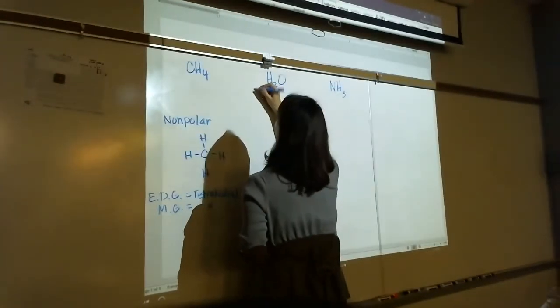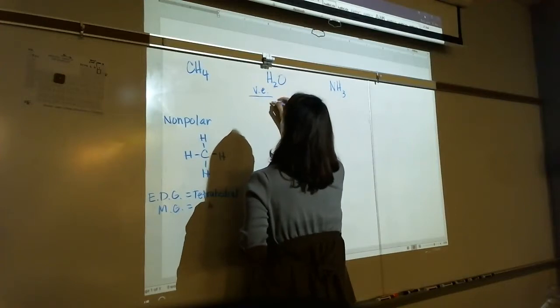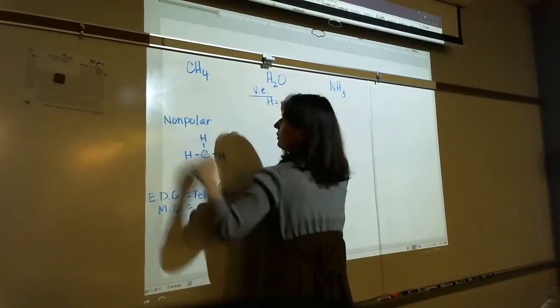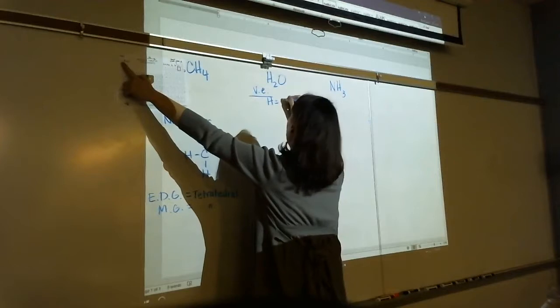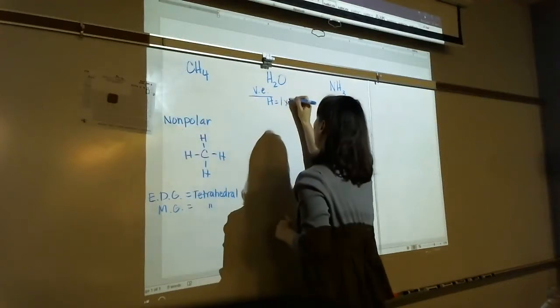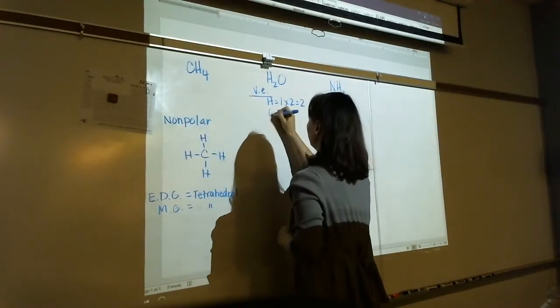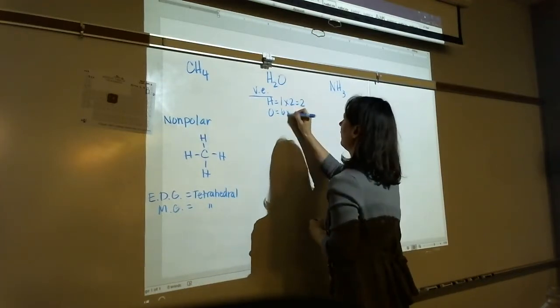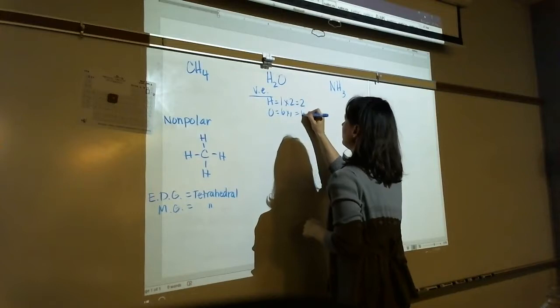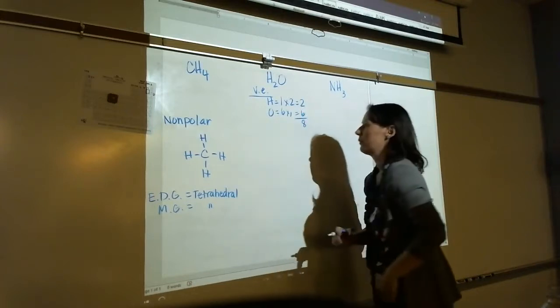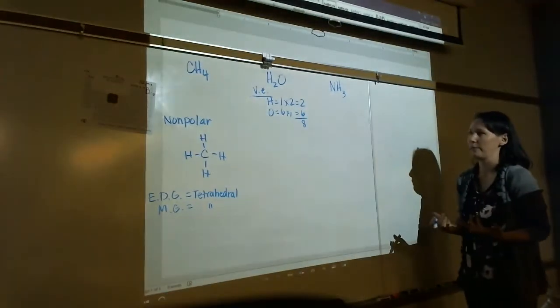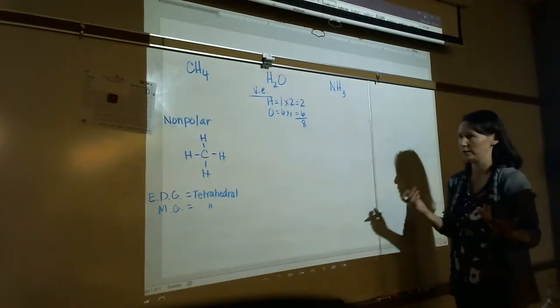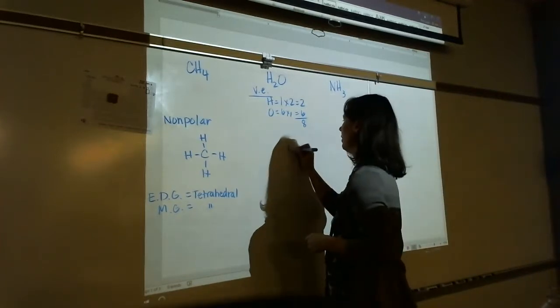We have to calculate the number of valence electrons. Hydrogen still has 1, and there are 2 hydrogens in the molecule, so that gives me 2. Oxygen has how many? 6. And there's 1, so that gives me 6, for a grand total of 8. Okay, who goes in the middle? Again, it can't be hydrogen. That's nonsense, right? So oxygen goes in the middle.